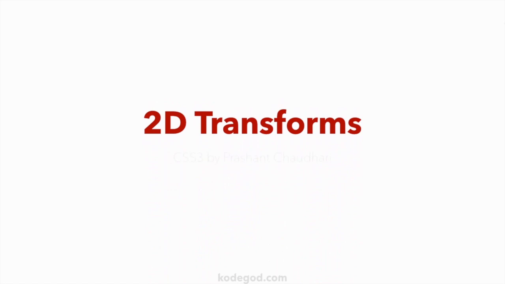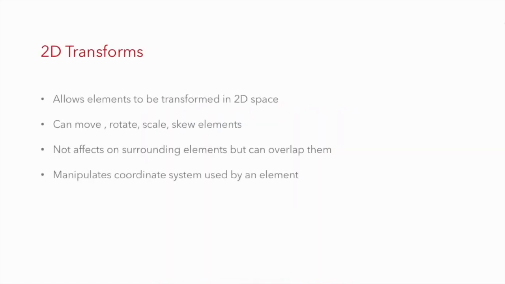Next we will start with 2D transformations. 2D transformations allow elements to be transformed in 2D space. Using 2D transformations, you can move, rotate, scale or skew elements. Using 2D transformation does not have any effects on elements around the element where you have added 2D transformations. But because of those transformations, the element can overlap on the elements surrounding it.